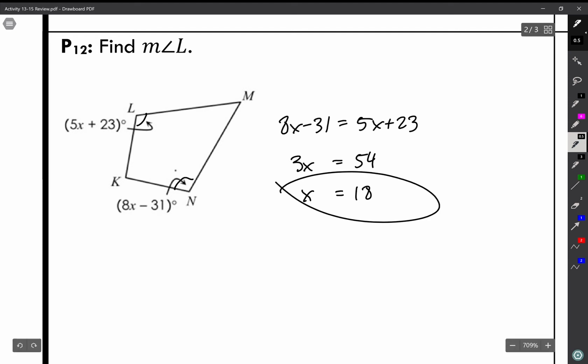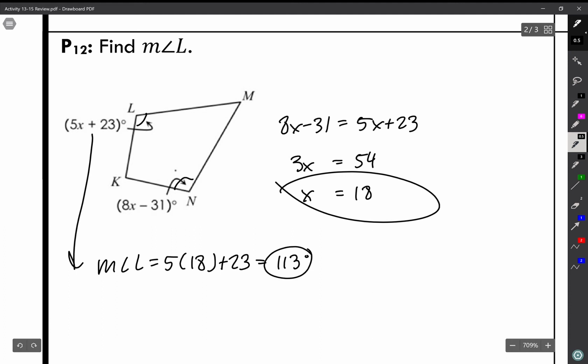So we're finished. We are not. We want to plug this in to find the measure of angle L. So it's 5 times 18 plus 23. And then put that in your calculator or solve that. It gives me 113 degrees. And we're finished with that one.